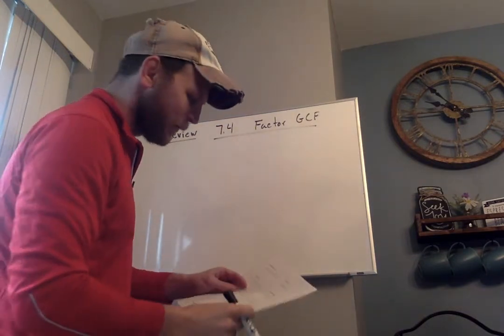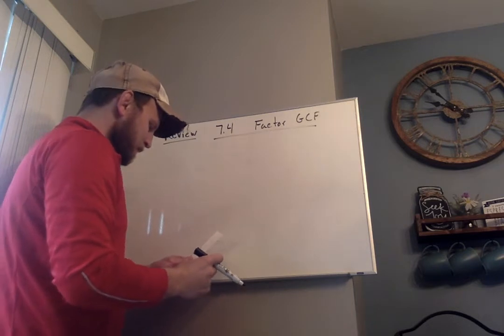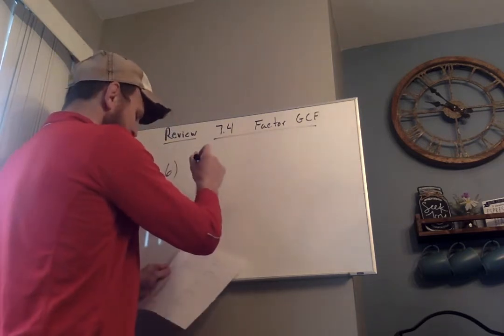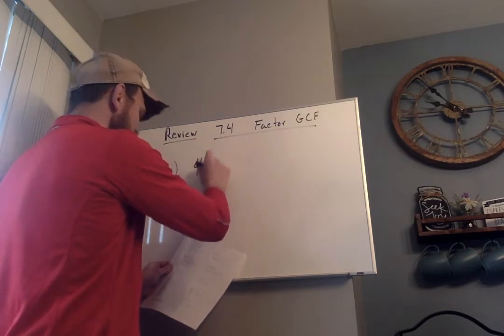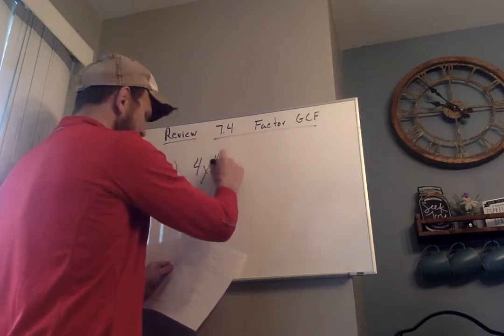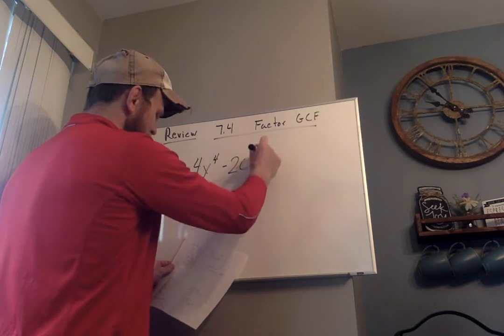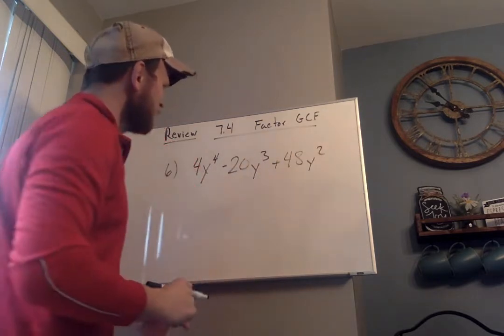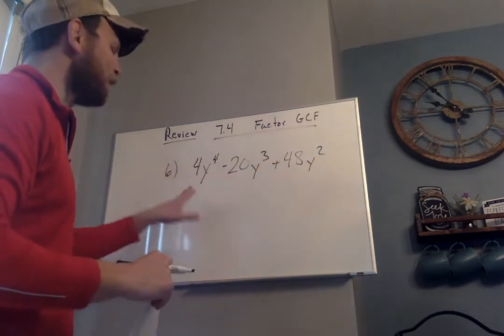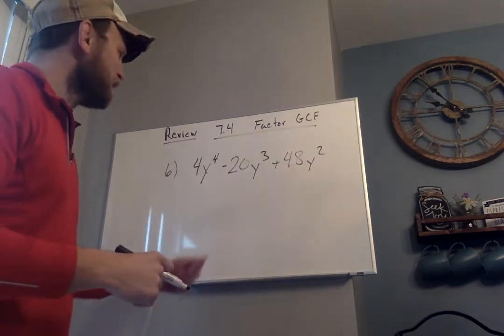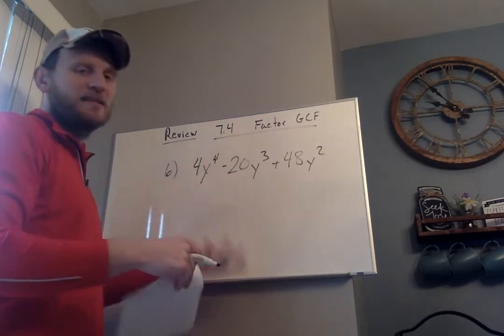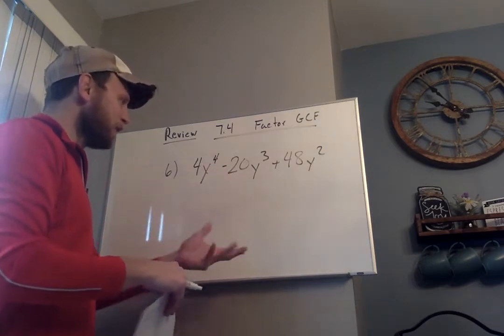All right, let's go with a little bit harder. Let's go with number 6. This one has 3 terms. It's 4y to the 4th minus 20y cubed plus 48y squared. With this one, I notice they all have a y, so I'm going to be pulling out a y. In this case, I don't know how many. It's not as easy as the last one, so I'll go over that.